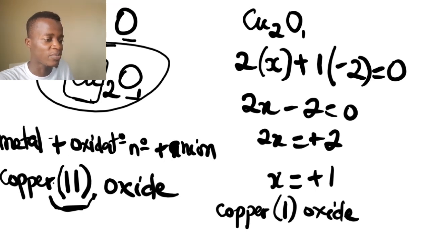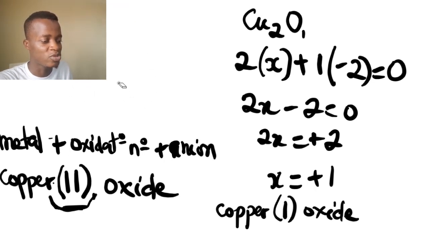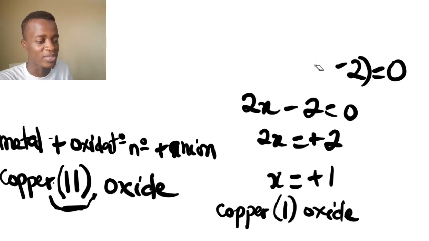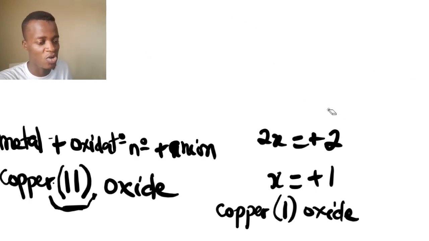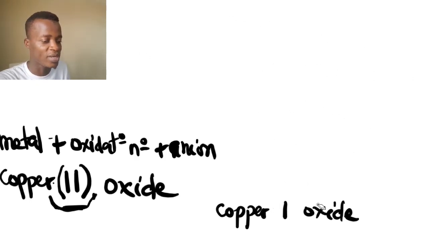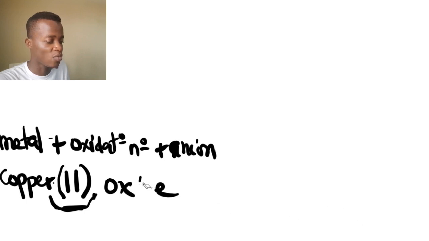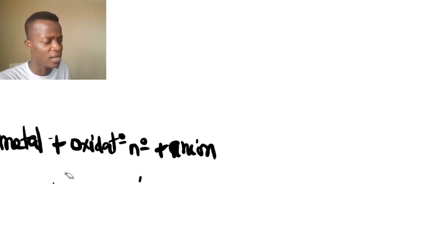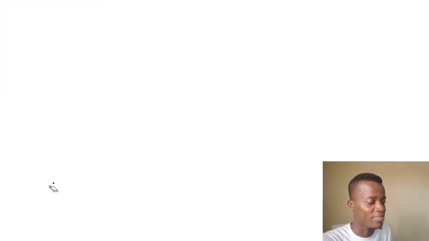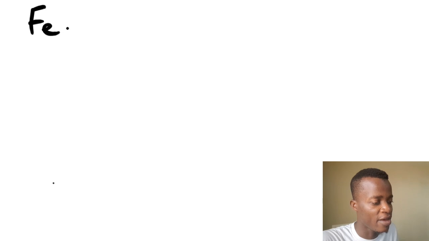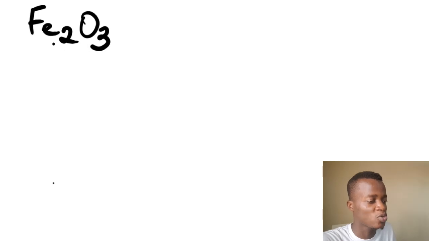Let me give another example. For metal type 2, you need to actually calculate their oxidation number and put it in the middle before naming the non-metal. That's just the difference between what we learned previously and what we are learning currently. Let me go to iron, another common substance that behaves like that. So I have Fe2O3.